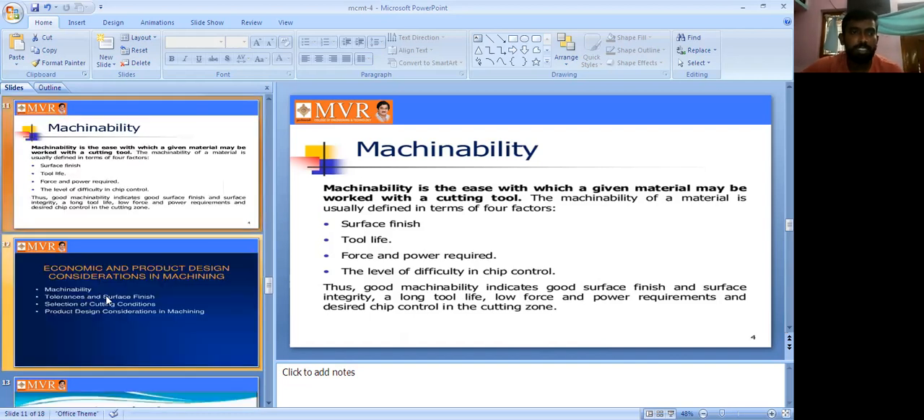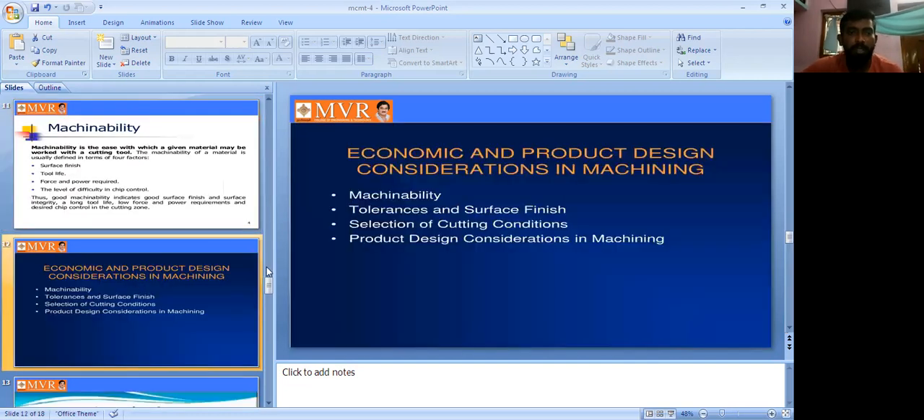So next, we can see economic and product design considerations in machining. Economic and product design. What is economic? Economic is nothing but initial cost. What is product design? What are the considerations we can see in a machining operation? The first one is machinability.